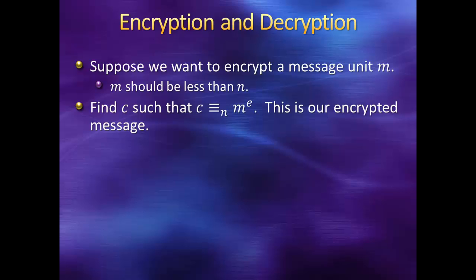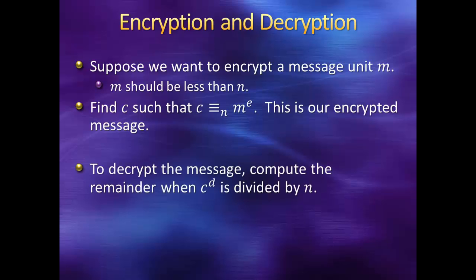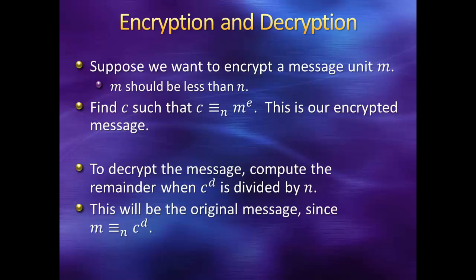When a recipient gets the message, they must know the private key exponent d. Then they would compute the remainder when c to the d is divided by n. This will turn out to be the original message unit m, since m is congruent to c to the d mod n. And that's it. RSA encryption in a nutshell.